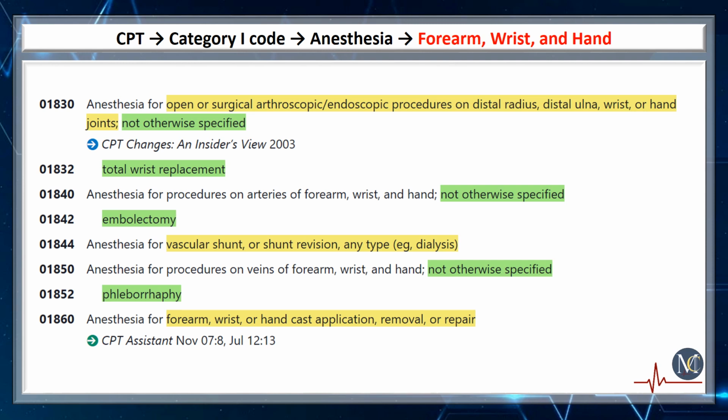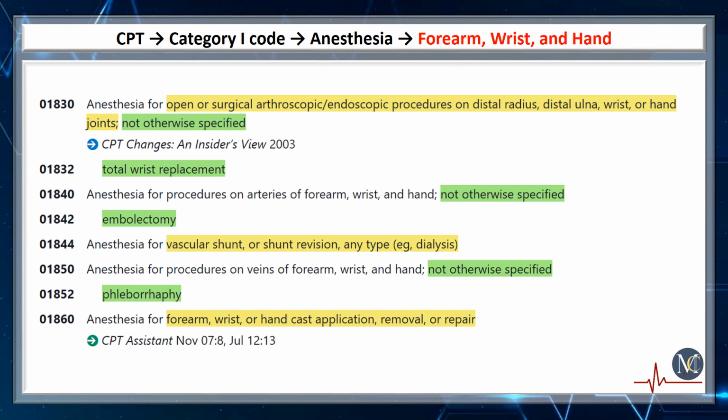Next code is 01832, total wrist replacement. Next code is 01840, anesthesia for procedures on arteries of forearm, wrist and hand not otherwise specified. Next code is 01842, embolectomy. Next code is 01844, anesthesia for vascular shunt or shunt revision, any type, for example, dialysis.